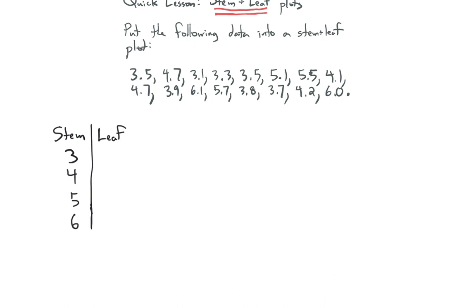So the first one is 3.5. So I'm going to put a 5 there, 3.5. The next one is 4.7. So we'll put a 7 there. 3.1. So I'll put a 1 here. So this row here represents 3.5 and 3.1. This row represents so far 4.7. And we can continue just like that. 3.3, another 3.5, 5.1, 5.5, 4.1, 4.7, 3.9, 6.1, 5.7, 3.8, 3.7, 4.2, 6.0.